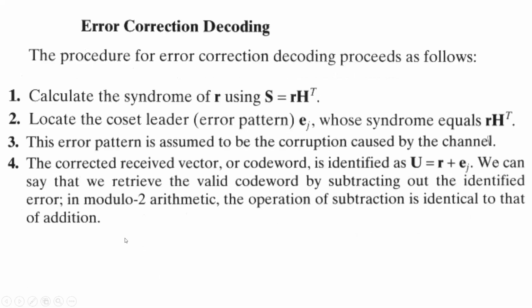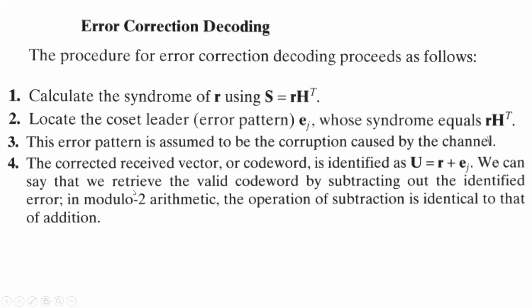And this is the procedure for how to do the decoding. The procedure for error correction decoding proceeds as follows. For any received vector, we calculate the syndrome, S equals R H transpose. Then locate the coset leader, that means find the error pattern whose syndrome equals R H transpose. This error pattern is assumed to be the corruption caused by the channel. How do we find the corrected code word? U equals R plus Ej. You just do the modulo addition of the received vector with the error pattern that you have found.